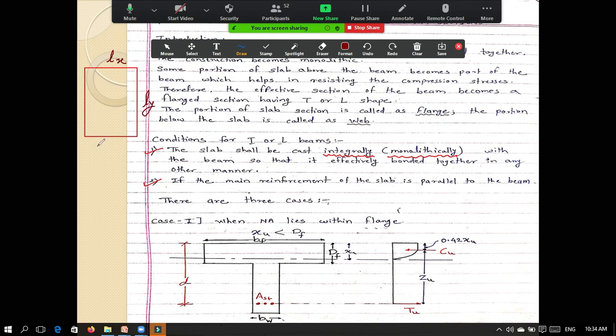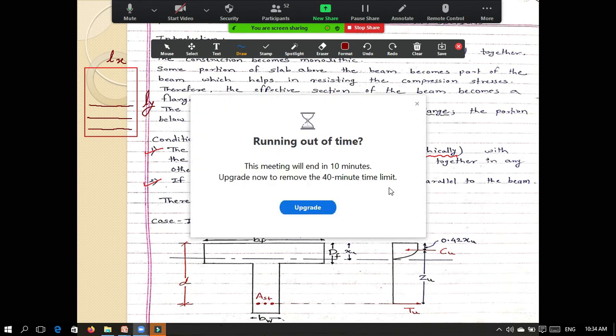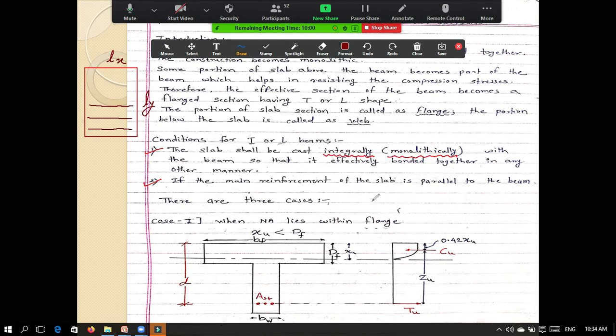So in the one-way slab, we always provide main steel along the shorter direction and distribution steel along the longer direction. So if I show you the main steel, then main steel will be like this. Okay, this is the direction of main steel. Are you getting me? This is the direction of the main steel. So what he's saying now is, if the main reinforcement of the slab is parallel to the beam.